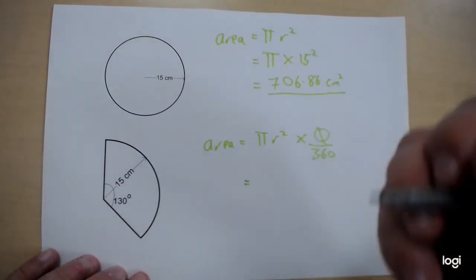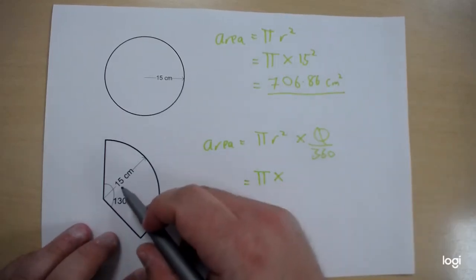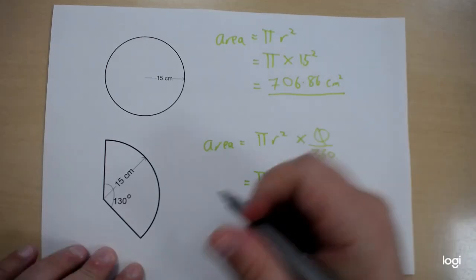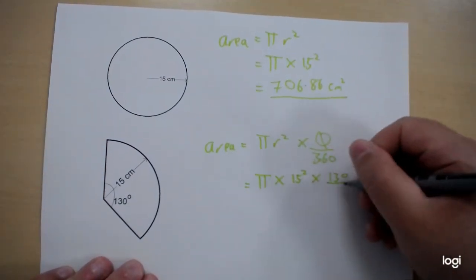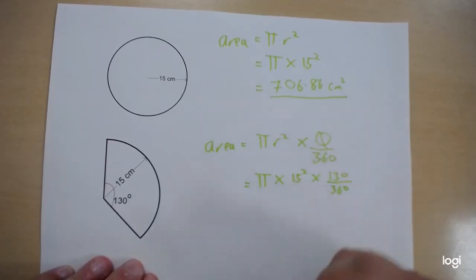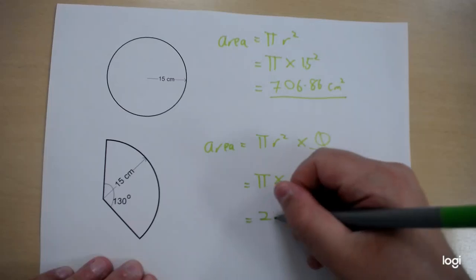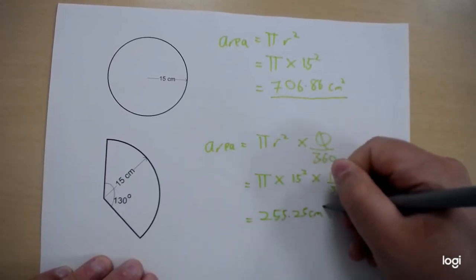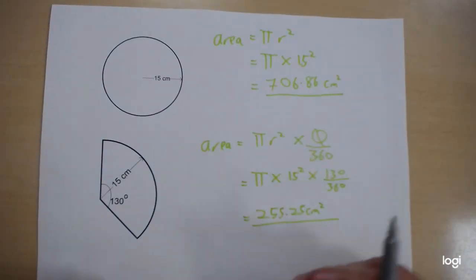Therefore, the final answer is pi times radius squared, which is 15 squared, times theta, in this case, 130 degrees, over 360 degrees. And in this case, the answer is 255.25 centimeters squared if we round the answer up to 2 decimal places.